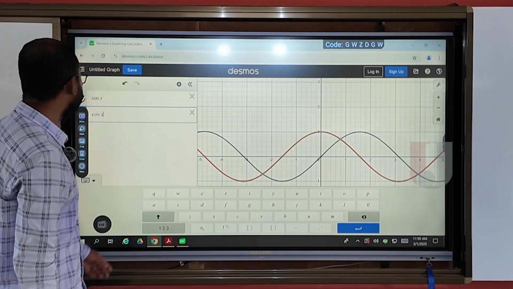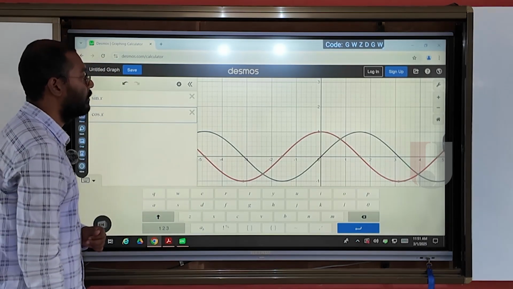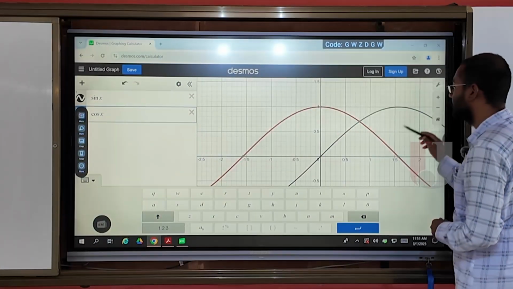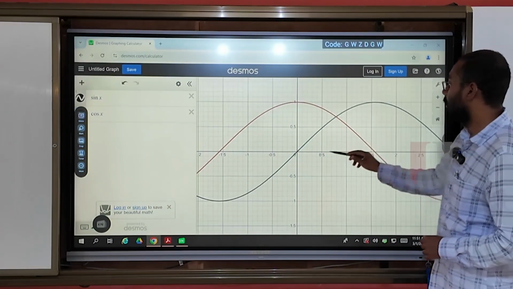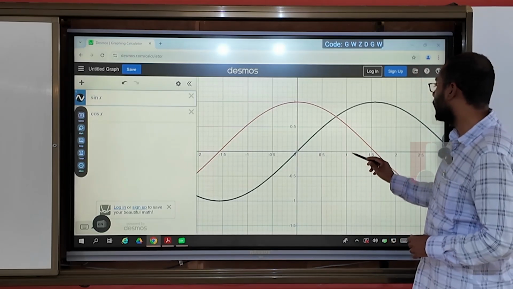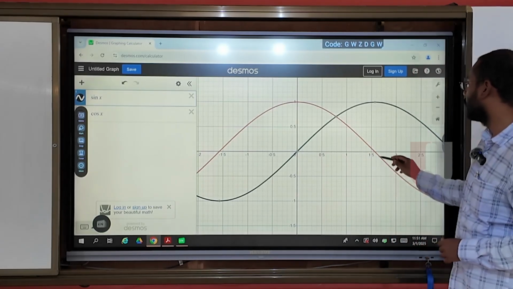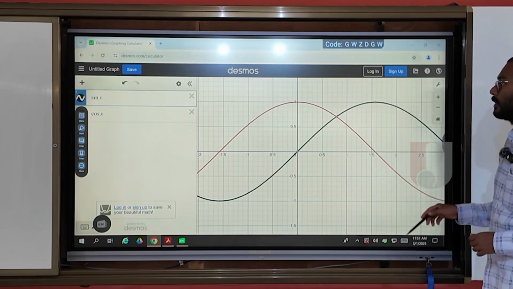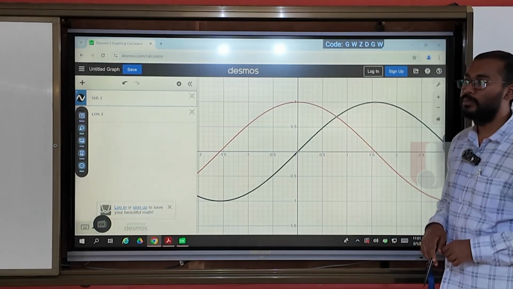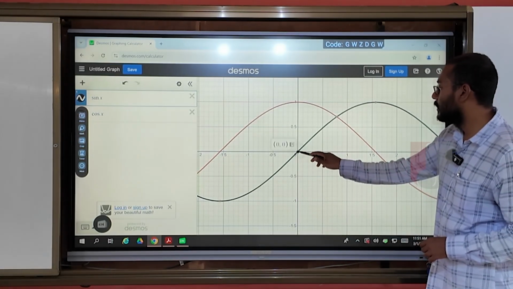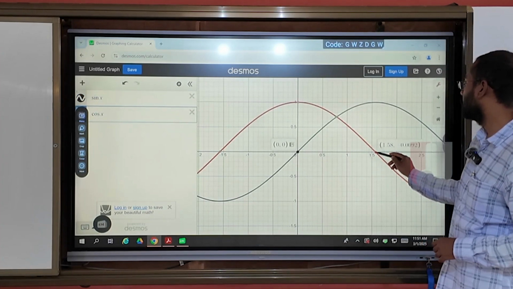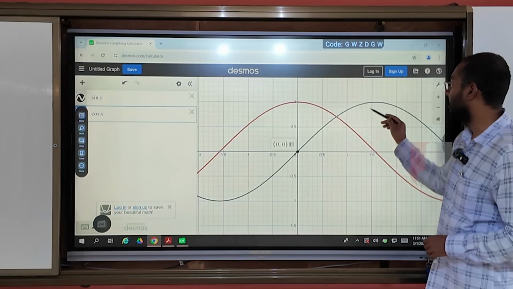Our red color curve is actually the cos x curve and the black color curve is the sin x curve, and we have to find out the area of that portion from 0 to pi by 2. Pi by 2 means where the cos x curve takes the value 0, because cos of pi by 2 is 0. From that point to that point we have to find out the area inside.